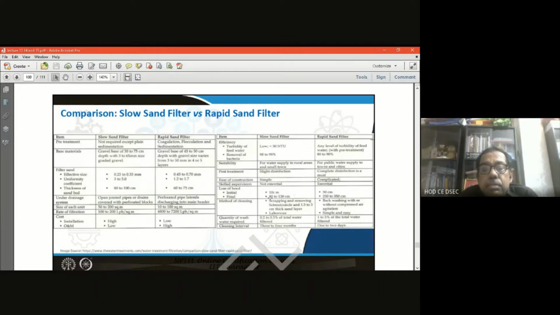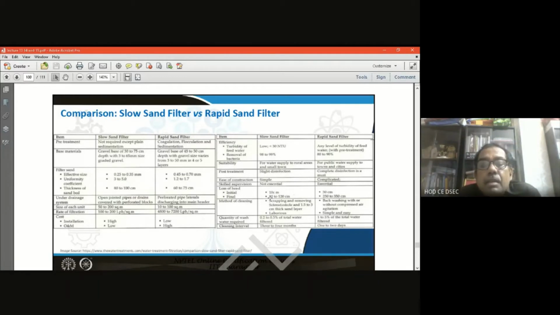Post treatment, that means after the filtration, if it is treated by slow sand filter, then slight disinfection may be done. But if it is treated by the rapid sand filter, then complete disinfection is a must, because the bacteria are not so efficiently removed like in the slow sand filter, which we have seen in the above disadvantage. So complete disinfection is a must in case of the rapid sand filter.